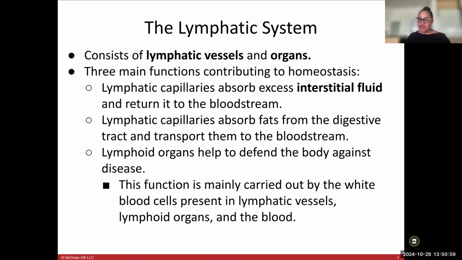So our lymphatic system has its own lymphatic vessels and organs. The main functions that contribute to homeostasis are lymphatic capillaries will absorb excess interstitial fluid and then return it to the bloodstream. Lymphatic capillaries also absorb fats from the digestive tract and transport them into the bloodstream, and then lymphoid organs help defend the body against disease. This whole chapter, we will be defending against disease. This function is mainly carried out by the white blood cells present in the lymphatic vessels, lymphoid organs, and the bloodstream.